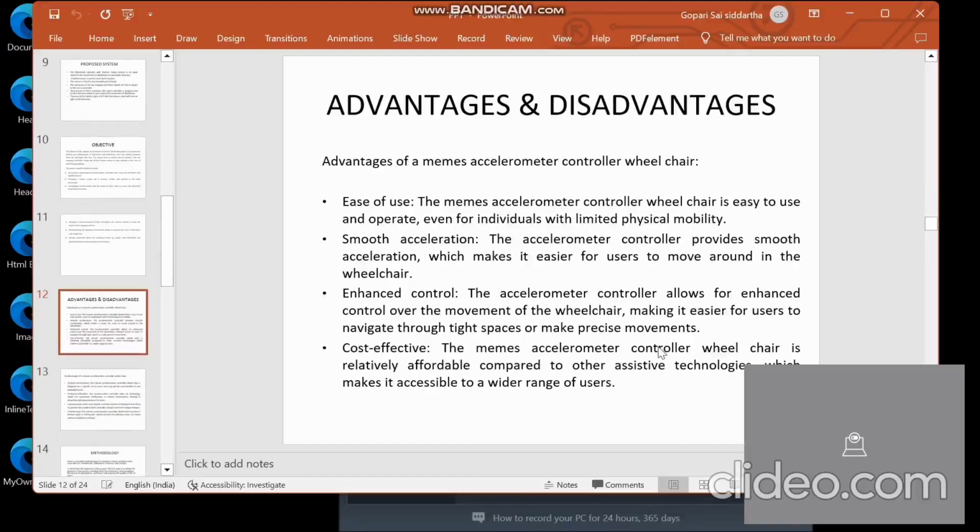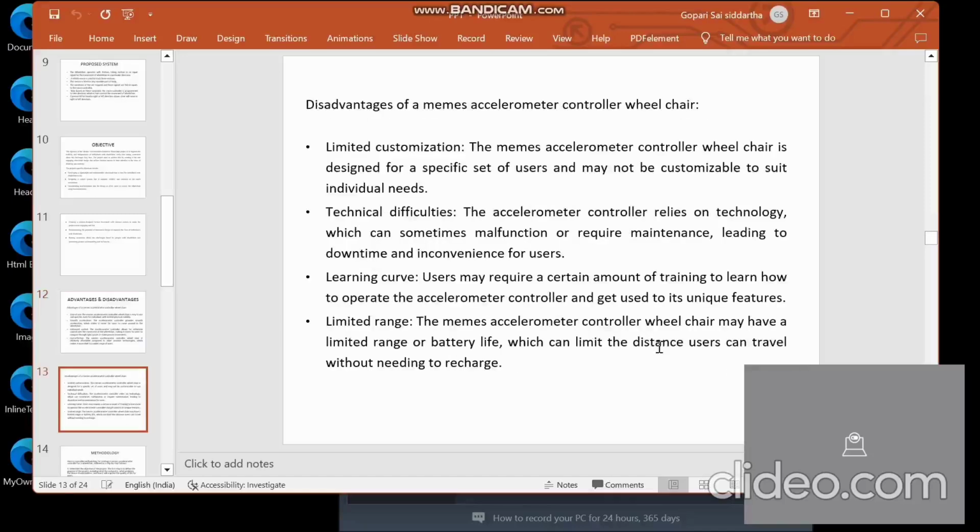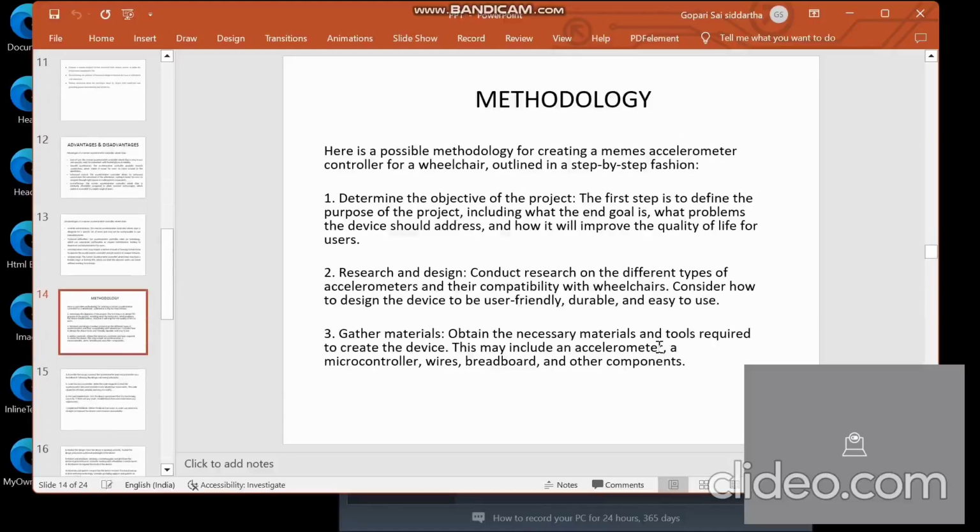Some of the advantages and disadvantages of the MEMS accelerometer controlled wheelchair are: advantages are ease of use, smooth acceleration, enhanced control, and cost effectiveness. Some of the disadvantages are limited customization, technical difficulties, a learning curve, and limited range.